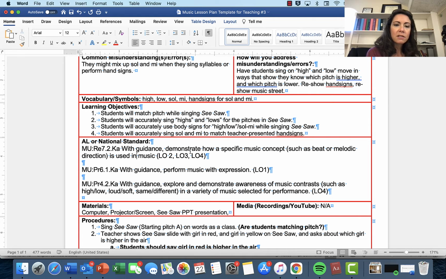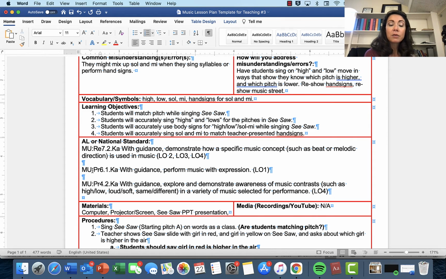So with guidance, demonstrate how a specific music concept, in this case pitch, is used in music, or melodic direction, high and low, the difference between them. I really thought of that as being learning objective 2, 3, and 4. It could also be explore and demonstrate awareness of musical contrasts in a variety of music selected for performance, kind of learning objective 4 there. I don't know, this was one that didn't feel super great. It didn't feel amazing to me.